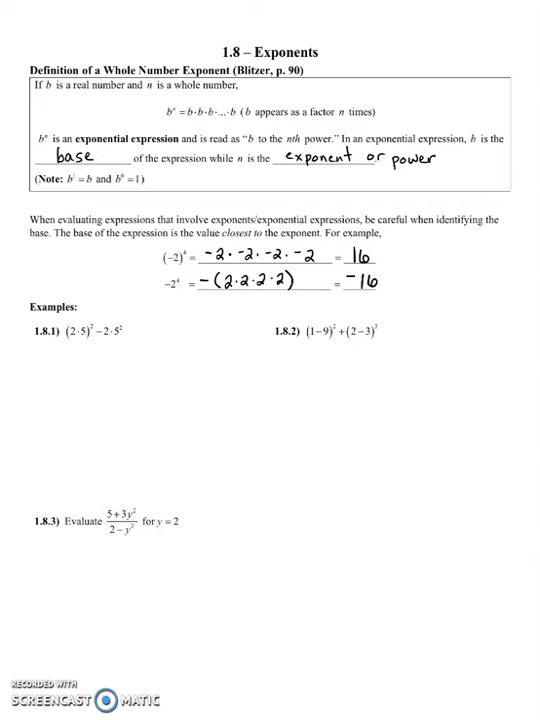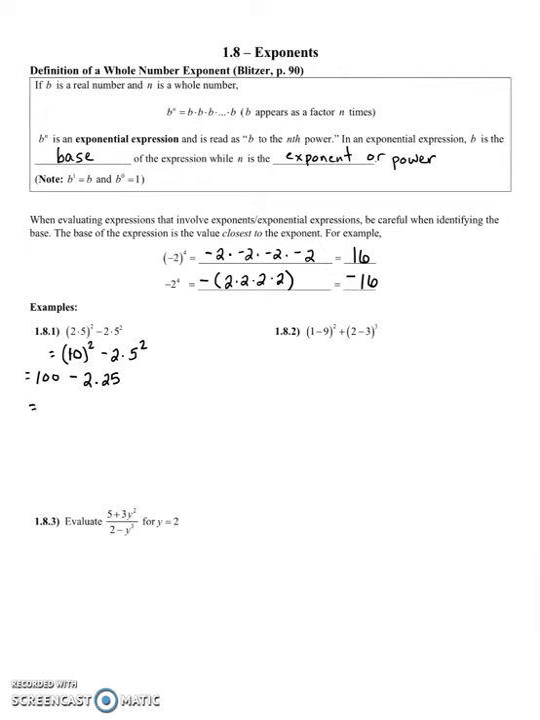So let's do some examples. And remember, we still have to follow the order of operations. The order of operations says simplify what's in grouping symbols like parentheses first. So we have 2 times 5 in parentheses, so we multiply those together. So that's 10 squared minus 2 times 5 squared. Now the order of operations says we do exponents next. So 10 squared is 100, minus 2 times 5 squared is 25.